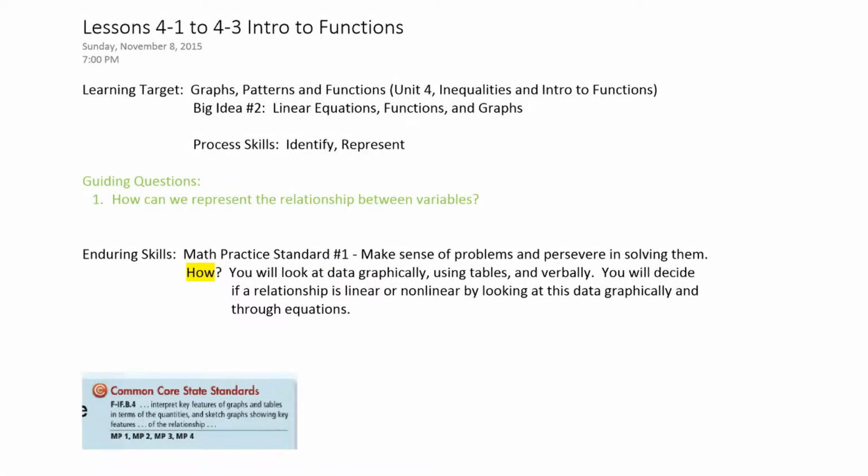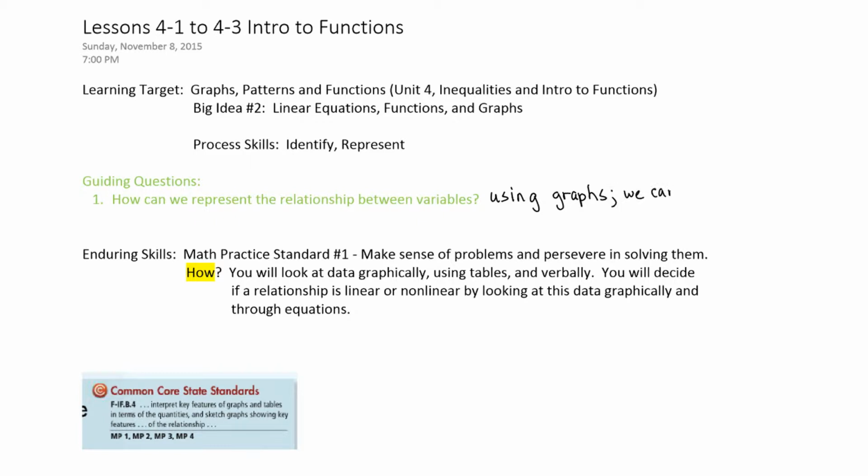We will be looking in this video at lessons 4.1 to 4.3, which gives you a good intro into functions. In this first part of it here, our guiding question is, how can we represent the relationship between variables? And we can represent the relationship between variables by using graphs. Graphs help us to see how variables change.